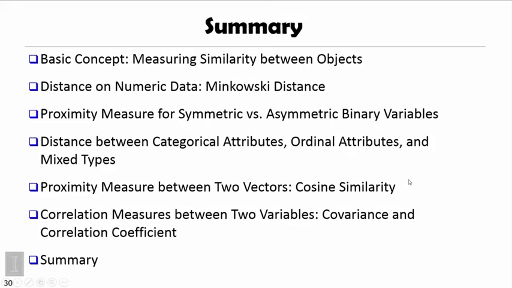So in summary, in this lecture we discussed several important concepts. We introduced similarity measures between objects. Especially for numerical data, we introduced Minkowski distance. For symmetric and asymmetric binary variables, we studied their proximity measures, especially the Jaccard coefficient. We introduced distance measures for categorical attributes, ordinal attributes, and mixed types. We also introduced cosine similarity as a proximity measure between two vectors. We introduced covariance and the correlation coefficient as correlation measures between two variables.